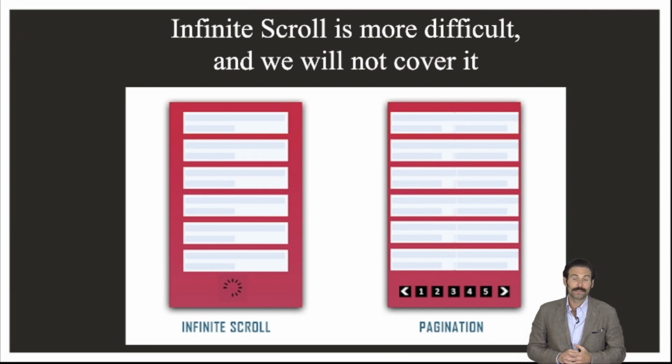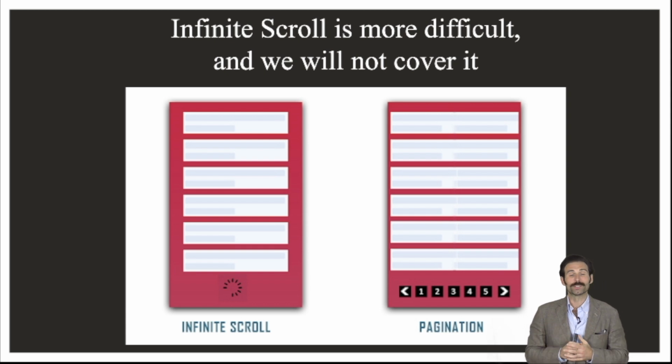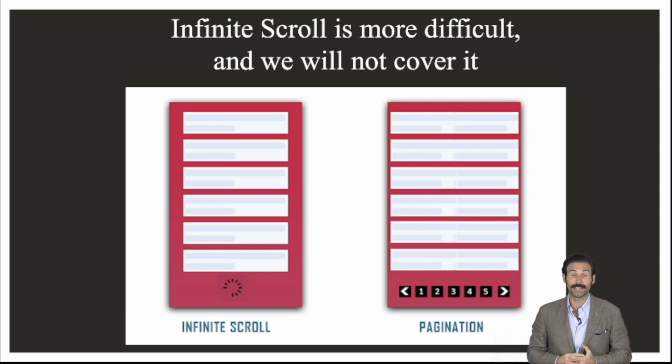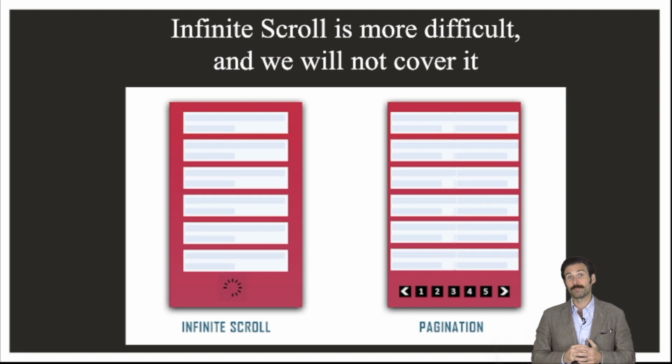Now, there are two different forms of indexing a website. We just went over pagination. There's also what's called infinite scroll, which I'm sure you're familiar with. When you scroll down a web page, more content loads. Infinite scroll is much more difficult to scrape because we have to tell the scraper to move down, activate new content, move down, activate new content. There are ways to do this, but it requires more advanced forms of web scraping. So we're not going to cover infinite scroll in this course.